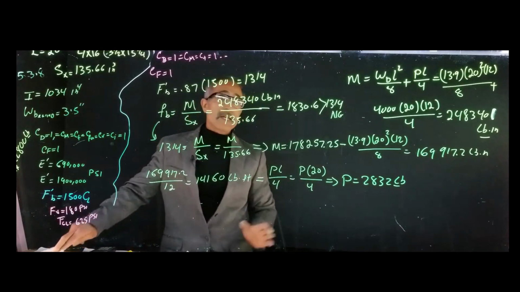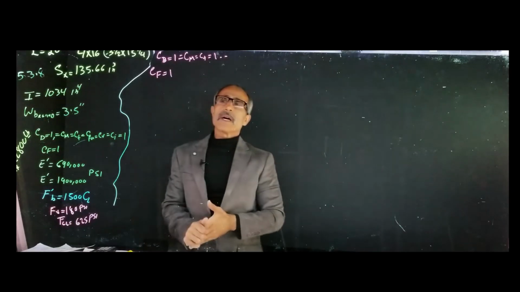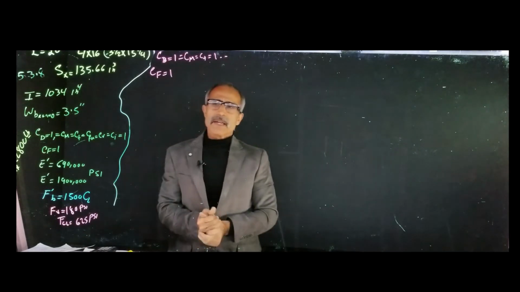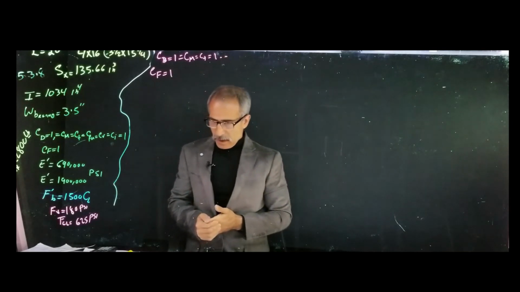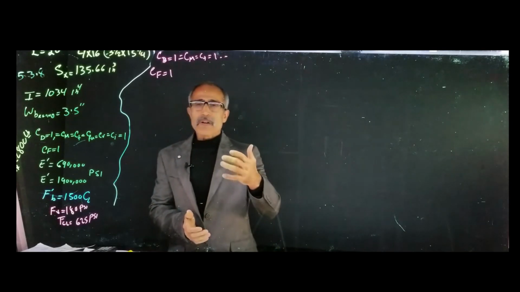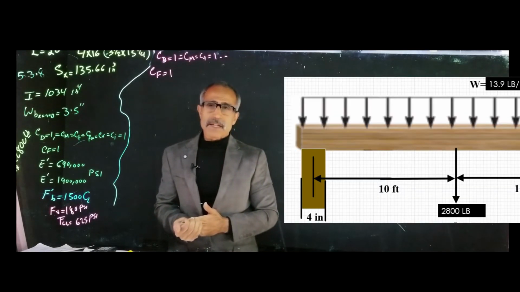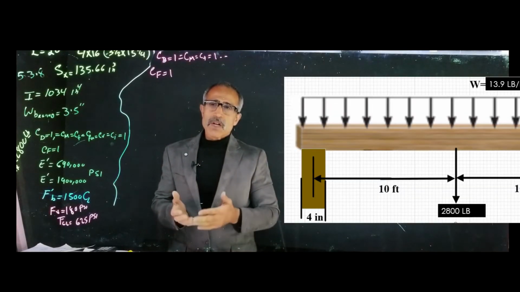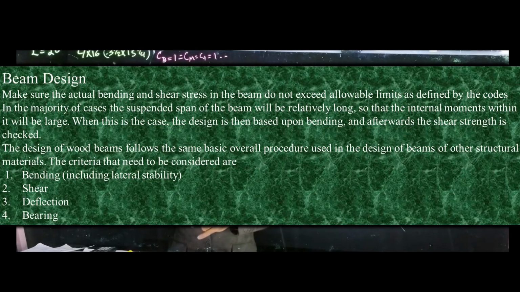We're not done yet. I gotta clean this board. Give me a minute. We have that, and assuming the load we had at the beginning was workable, now we're going to find out if this load still satisfies the criteria. When we do this beam design, we have to find out if it's going to make the bending, if it's going to make the shear, if it's going to make the deflection, and then how about the bearing. So we're going to go through all four.